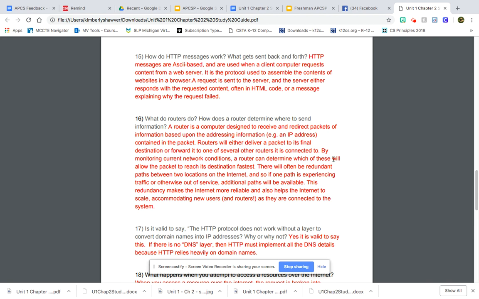How do HTTP messages work? What gets sent back and forth? HTTP messages are ASCII-based and are used when a client computer requests content from a web server. It is the protocol used to assemble the contents of websites in a browser. A request is sent to the server, and the server either responds with the requested content, often in HTML code, or a message explaining why the request failed.